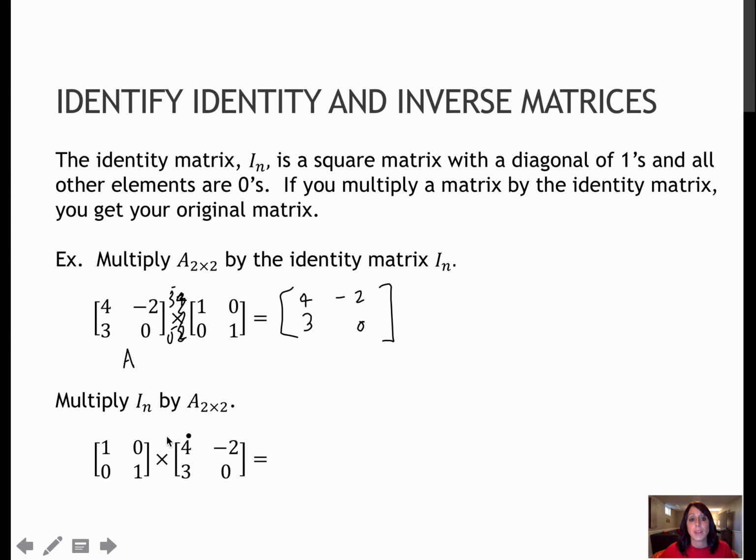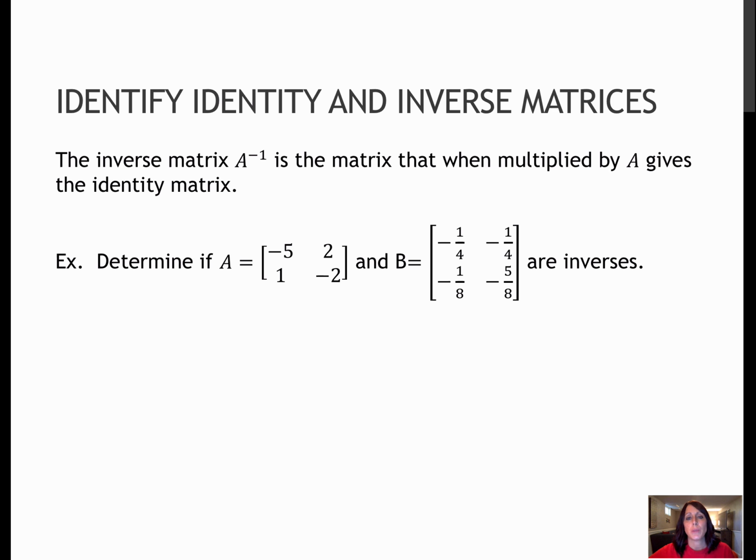Now let's do the same thing in the opposite order. So 1, 0. That gives me 4 plus 0, which is 4. And then negative 2 plus 0, which is negative 2. Replacing that with 0, 1, that gives me 0 plus 3, which is 3, and 0 plus 0, which is 0. So notice each way that I do it, each order, I do end up back at my original matrix A.